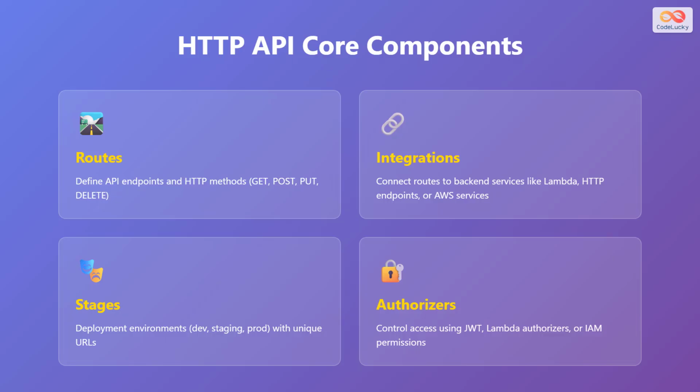HTTP APIs consist of four core components. Routes define your API endpoints by combining HTTP methods like GET, POST, PUT, and DELETE with resource paths. Integrations connect these routes to backend services such as Lambda functions, HTTP endpoints, or other AWS services. Stages represent different deployment environments like development, staging, and production, each with its own unique URL. Finally, authorizers control access to your API using JSON web tokens, Lambda authorizers, or IAM permissions.